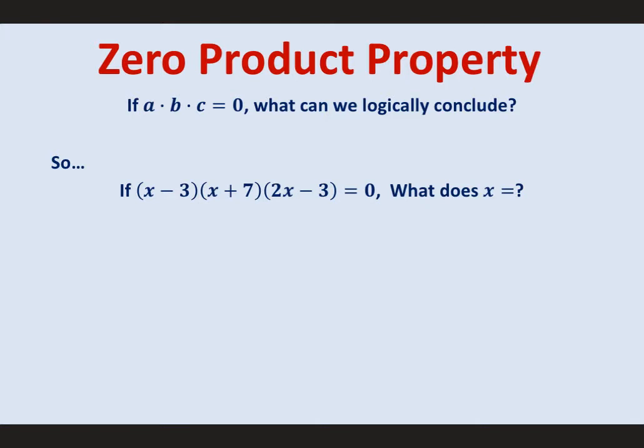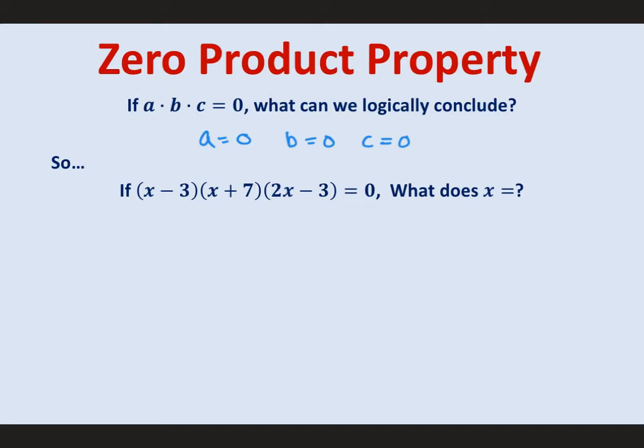So here we go. Here's the zero product property. It says if A times B times C equals 0, what can we logically conclude? Well, we can conclude that either A equals 0, B equals 0, or C equals 0, or any combination of them equals 0. So if some amount of things multiply to equal 0, then we can conclude that one or all of those things equals 0.